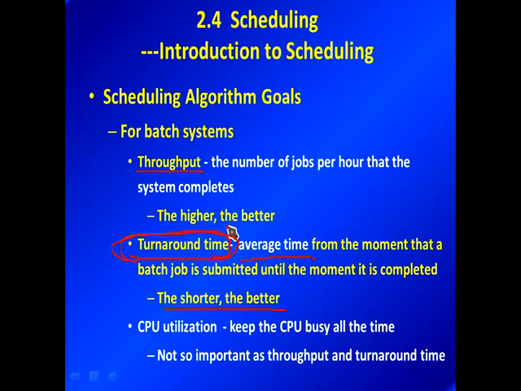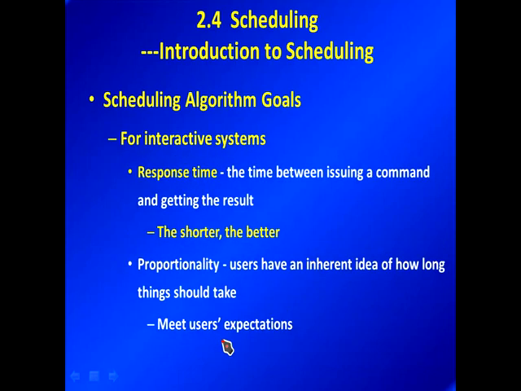Throughput should be higher. And for the third one, CPU utilization, it means you need to keep the CPU busy all the time. You should improve the CPU utilization by keeping the CPU running all the instructions from a queue of jobs. But it's not so important, so we just jump over this part and move on to the next system.